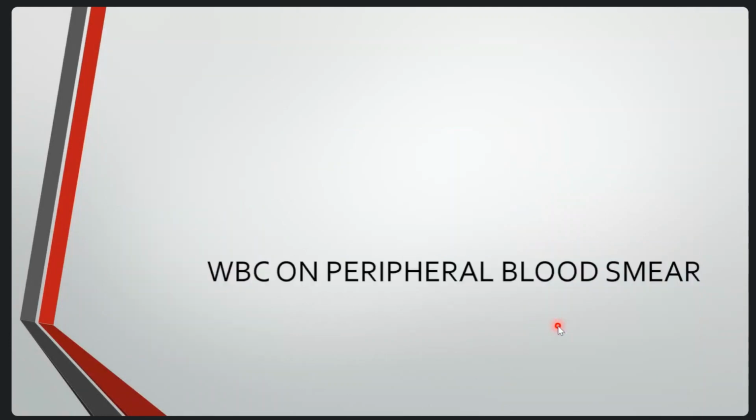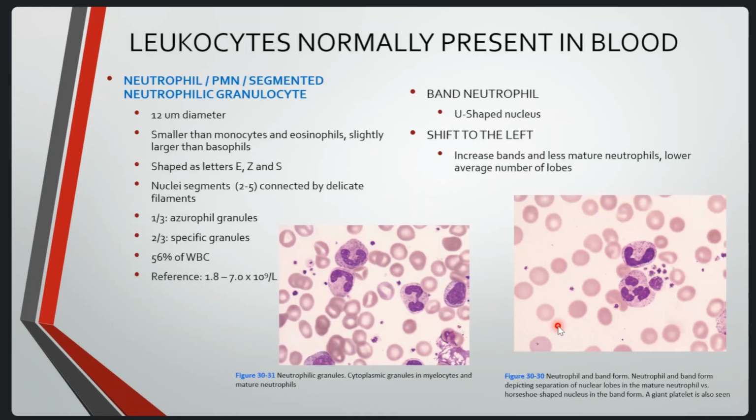Now, we will proceed with the WBCs in the peripheral blood smear. For the leukocytes, we will only tackle the 5 main components of our white blood cells, the normal WBCs. You remember our acronym for remembering which cell is the most abundant to the least abundant WBC in the blood. So you remember it now.